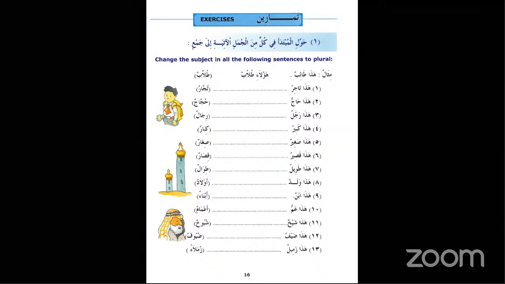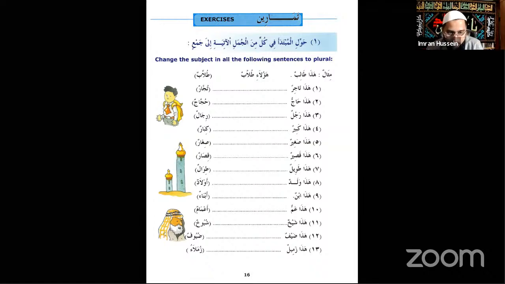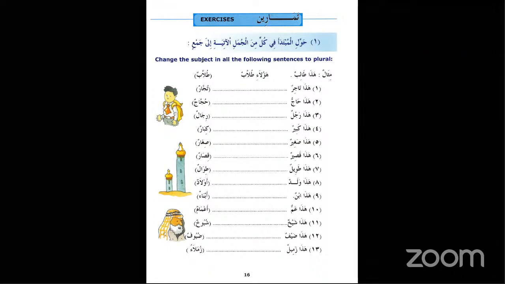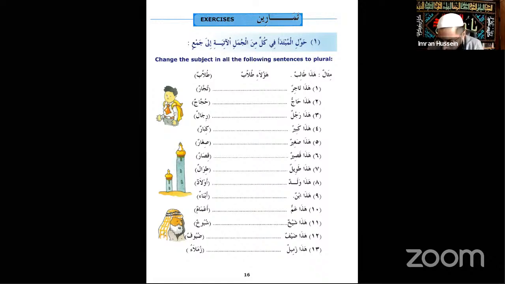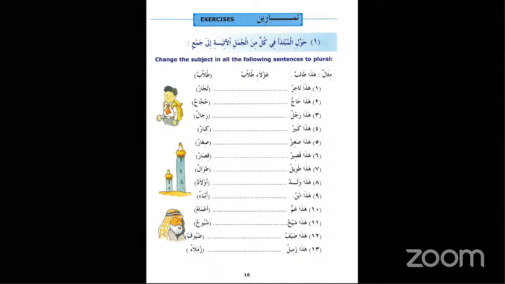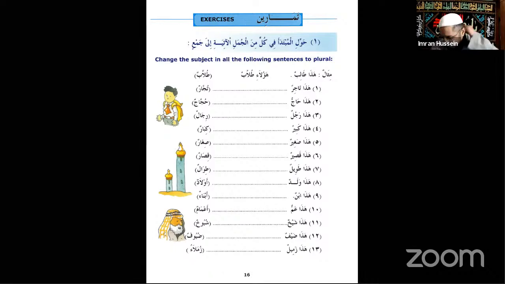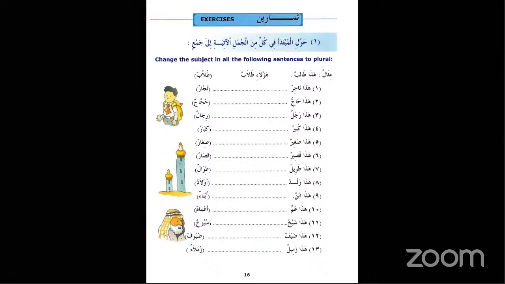Correct. Haza waladun. This is a boy. Haulai auladun. These are boys. Haza ibnun. This is the son. Haulai abnaun. These are sons. Haza amun. This is uncle. Haulai amamum. These are uncles. Haza shaykhun. This is an elderly man. Haulai shayukhun. These are old men.